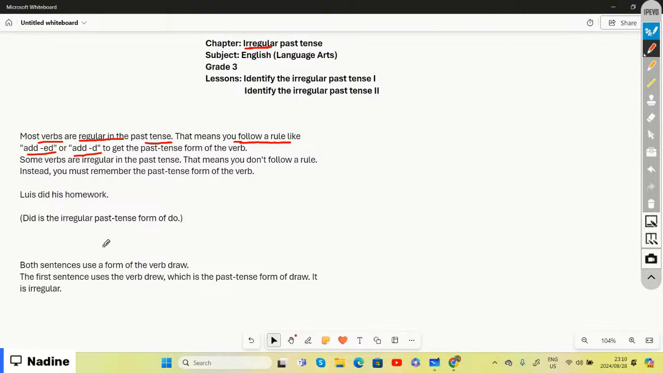And if you look at examples, it says, Louis did his homework. So there we have did, which means that did is the irregular past tense form of do. So I do something now. In the past tense, I did something.